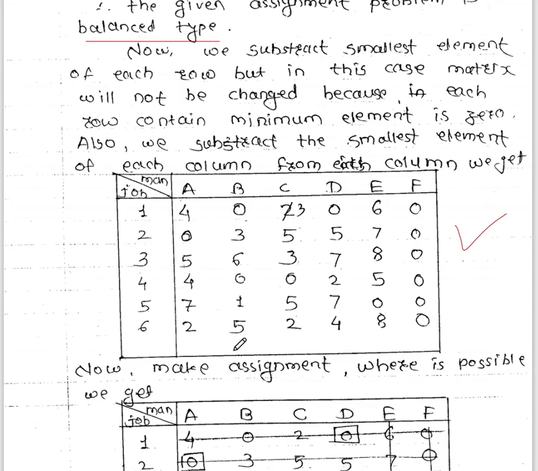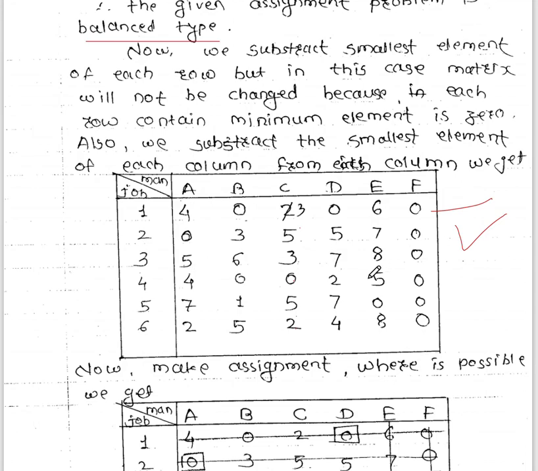Okay, so if there is at least one 0, then we are ready to make the zero assignment, where at least one 0 is present in each row and in each column. Now we will go row wise. In the first row there are 2 or 3 zeros, so we will skip this first row. In the second row there are 2 zeros, again we will skip this row.